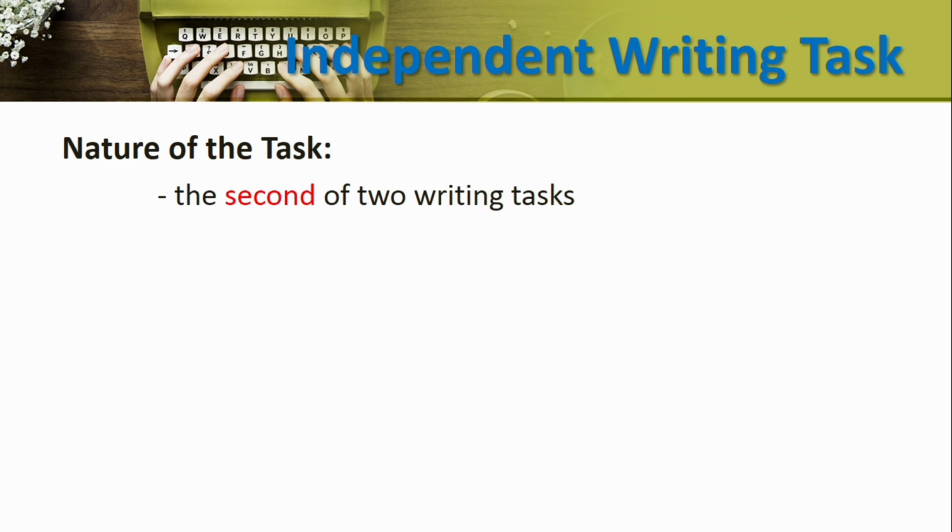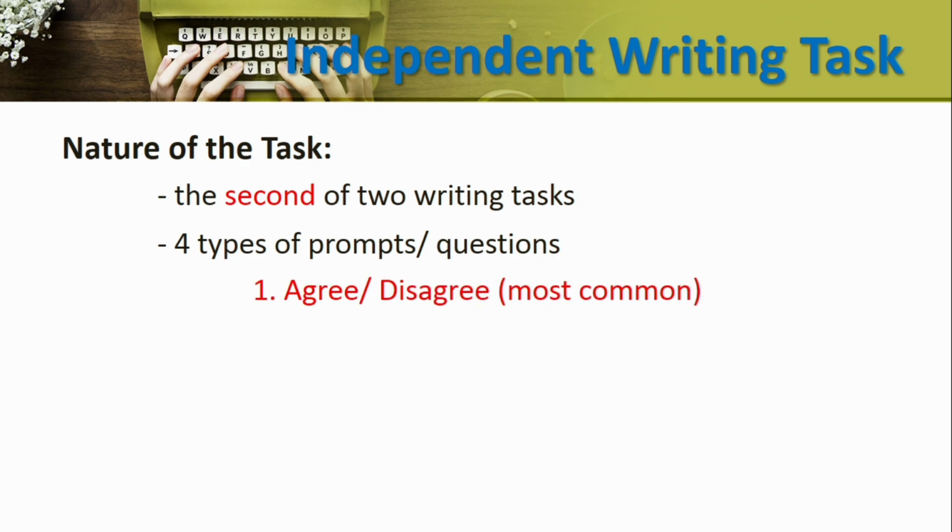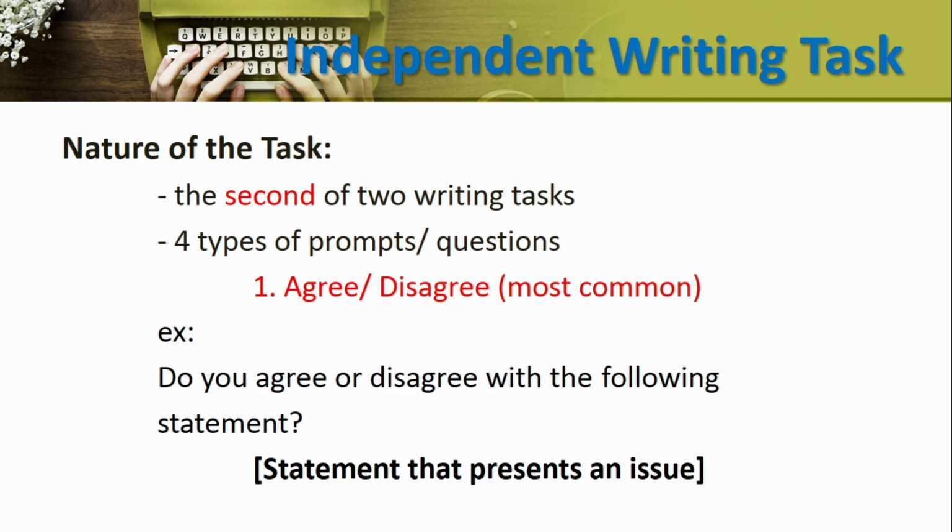Basically, there are at least 4 types of questions for this task. They are agree or disagree, preference, multiple choice, and imaginary. Here are some examples of how the following questions will be asked. For an agree or disagree question, which is the most common type, it may sound like, do you agree or disagree with the following statement? Then followed by a statement that presents an issue.